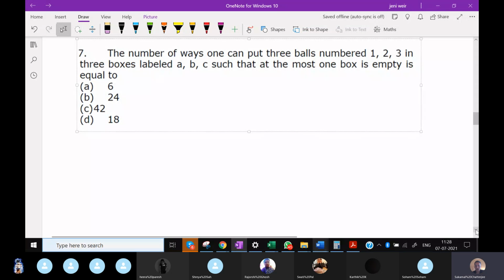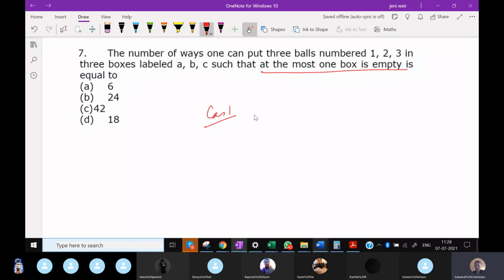The number of ways in which one can put 3 balls numbered 1, 2, and 3 in 3 boxes labeled A, B, and C, such that at most one box is empty. At most one box is empty, which means there are 2 cases possible. Case 1, no box is empty. And case 2, exactly one box is empty.